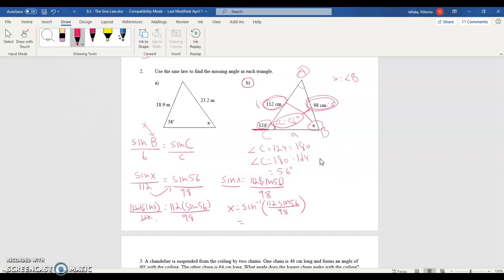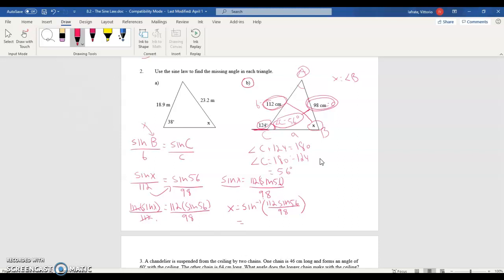I usually like to put this all in the calculator together, or I can find my answer and then put it in the calculator after, but I don't want to round too much, because if you round too much, your angle will be too far off. So let's say you're not doing it all together in a calculator. So sine 56, make sure it's in degrees mode, times 112 equals, divided by 98 equals, I get 0.947471511. I'm going to leave that in my calculator.